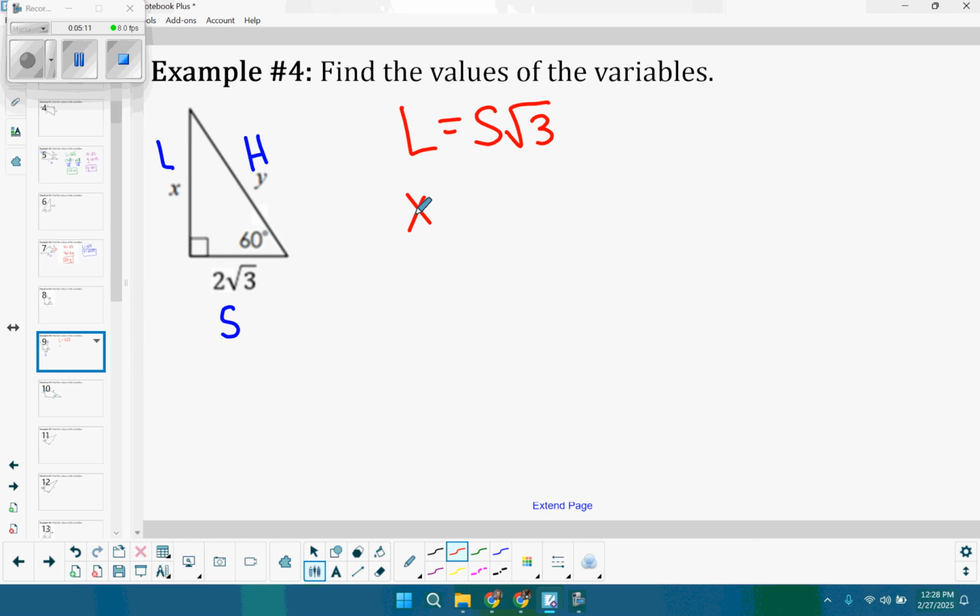So we're going to plug in X for L. We're going to plug in 2 root 3 for S, and we still have another root 3. So if you recall from the other lesson, the square root of 3 times the square root of 3 is really just 3. So this is 2 times a real 3. X is equal to 6.